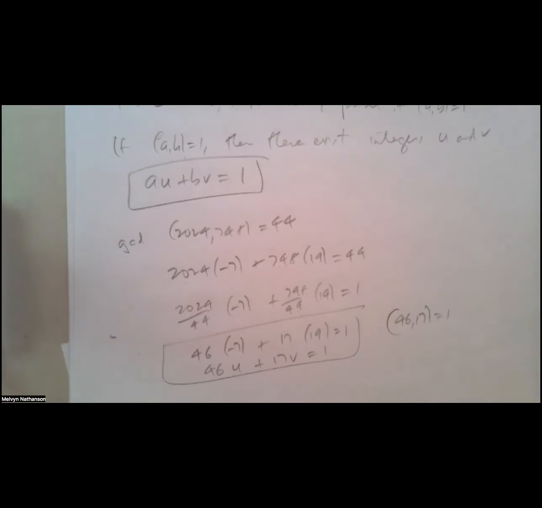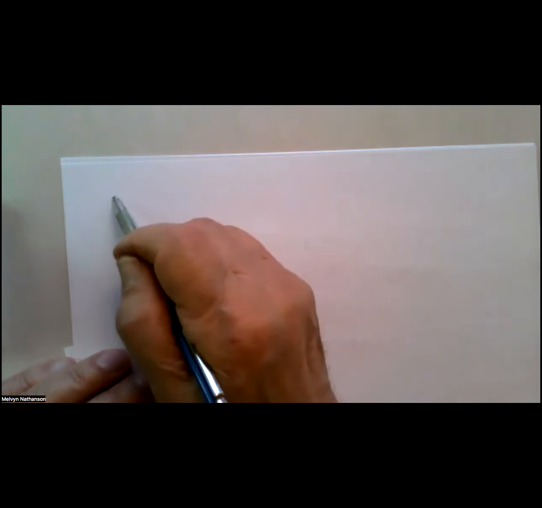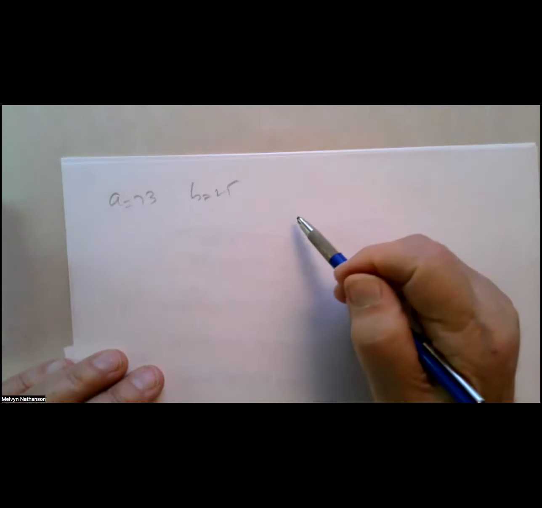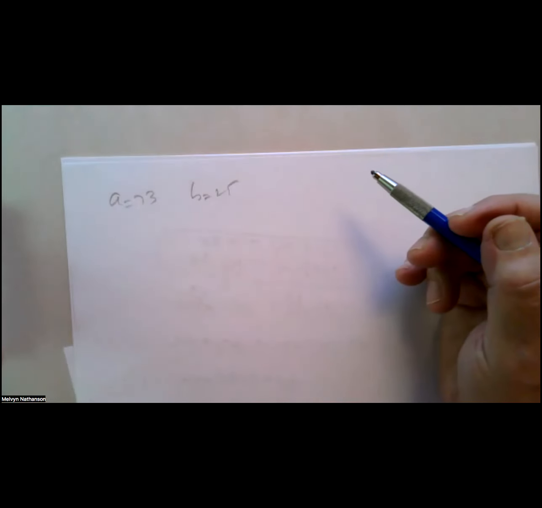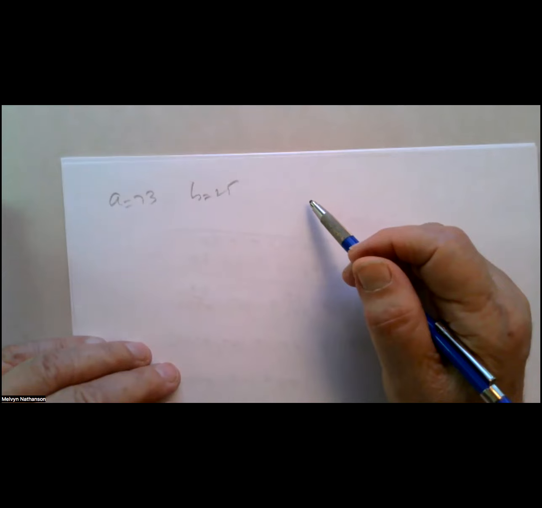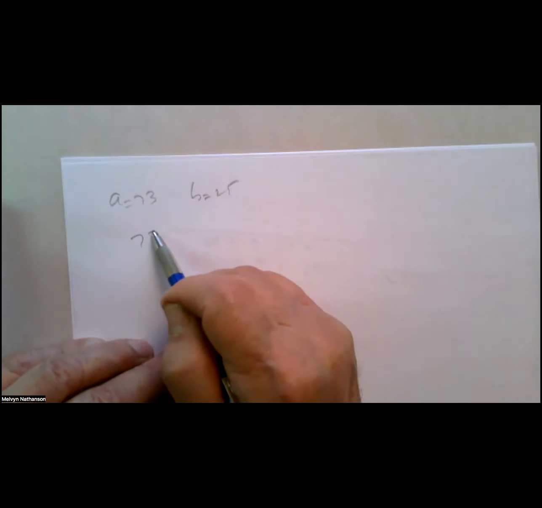Let's look at one last example of this. Let me try and pick some numbers that are in the book so you can follow this yourself easily at home. Suppose I take A equal to 73 and B equal 25. So it's easy to see the greatest common divisor is 1. That you can just do in your head. But let's apply the Euclidean algorithm.